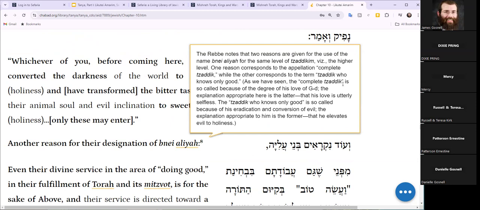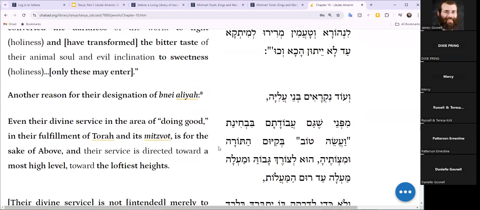As we have seen, the complete tzaddik is so called because of the degree of his love of God. The explanation appropriate here is the latter, that his love is utterly selfless. That tzaddik who knows only good is so called because of his eradication and conversion of evil. The explanation appropriate to him is the former, that he elevates evil to holiness.